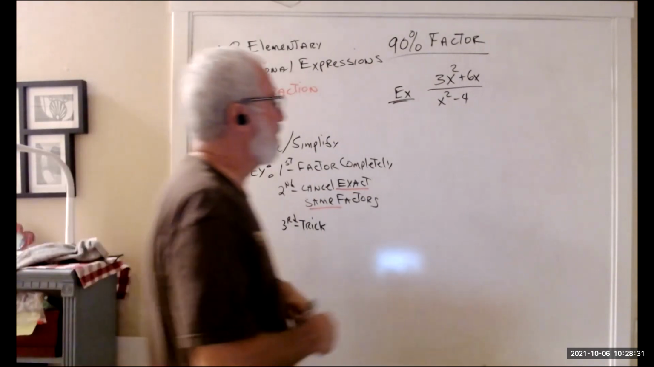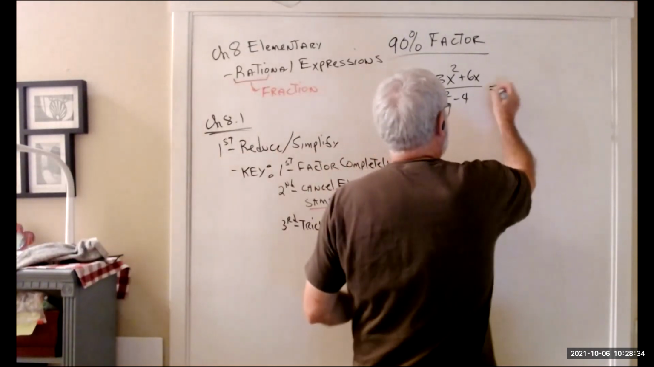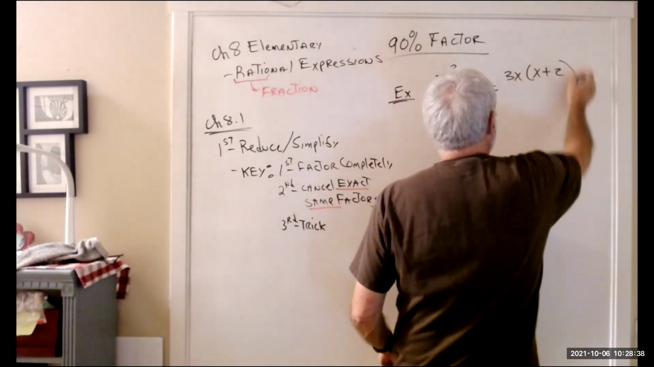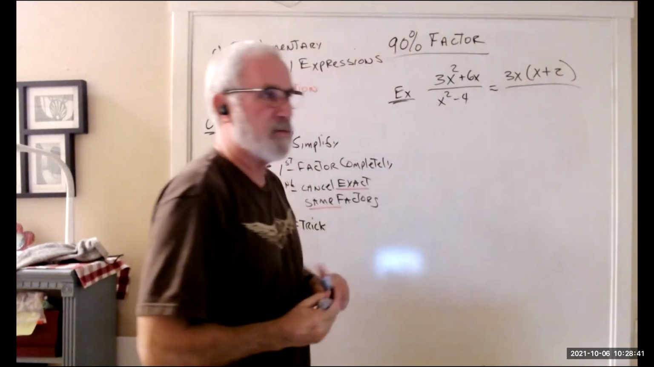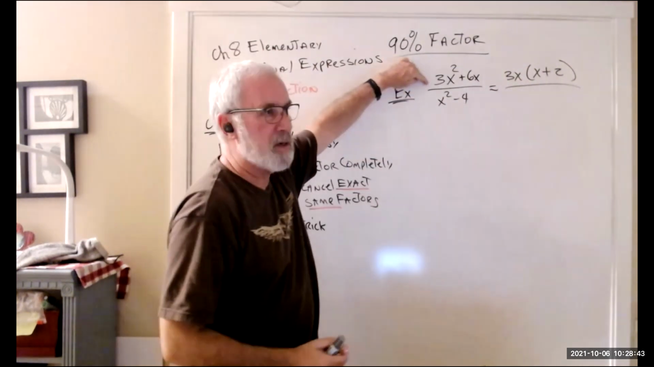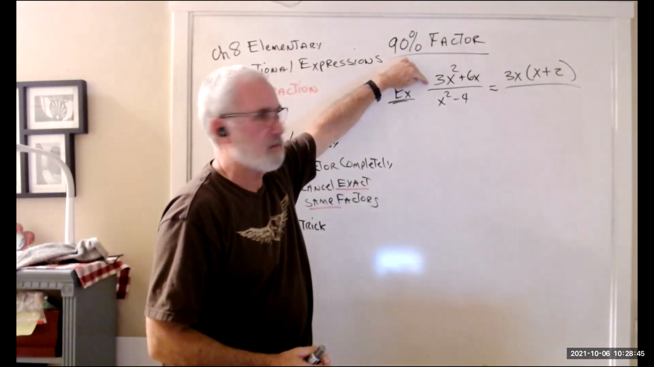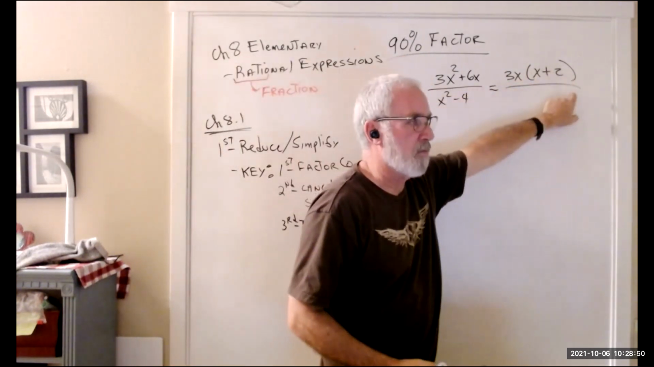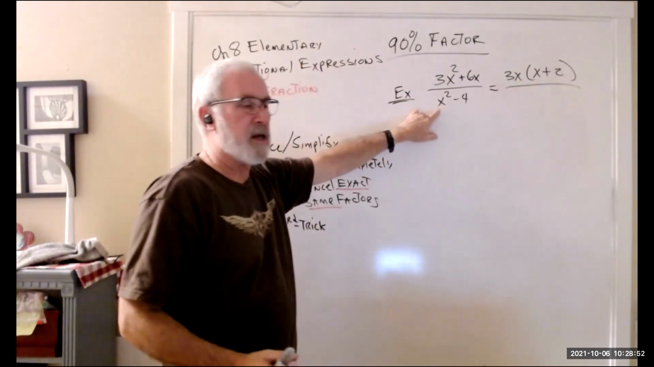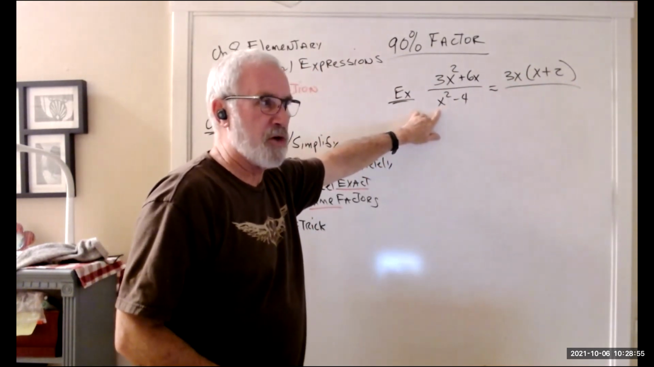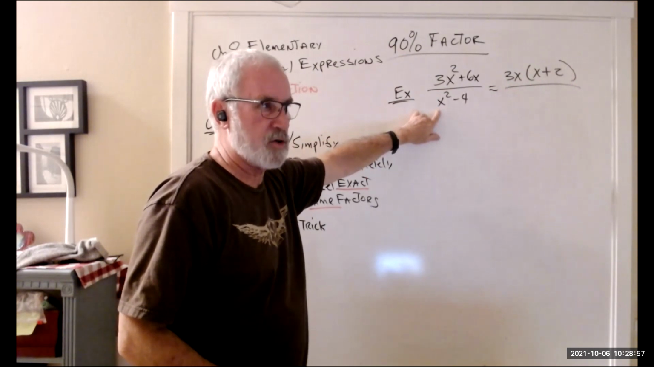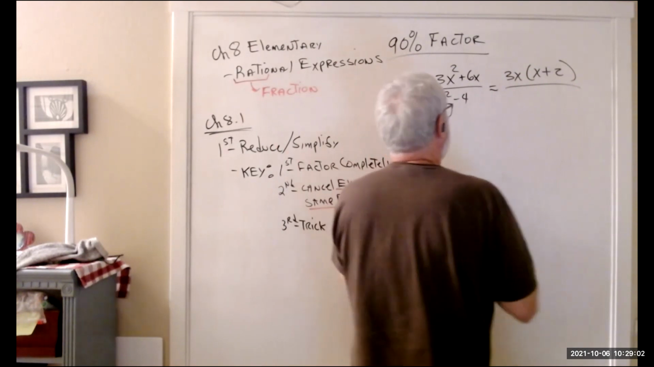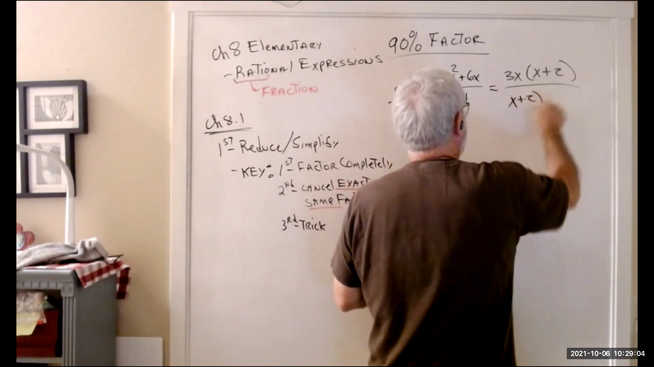Okay, so if we look at this problem and we factor out a 3x out of the numerator, remember they have a 3x in common. Take out a 3x and you're left with x plus 2. Now, the denominator was something called a difference of two squares. I'm going to show the answer. It's going to be x plus 2, x minus 2.